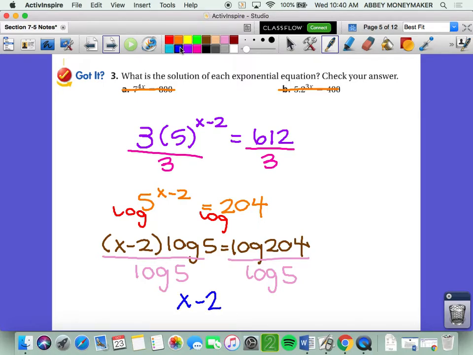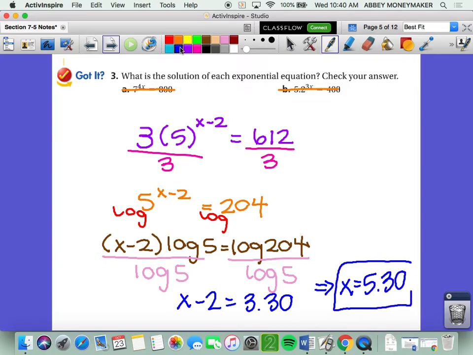So x minus 2 equals what? 3.30. Now can I solve for x? Yeah, this implies that x equals 5.30. Do y'all see how it's different when you have addition or subtraction in your exponent?